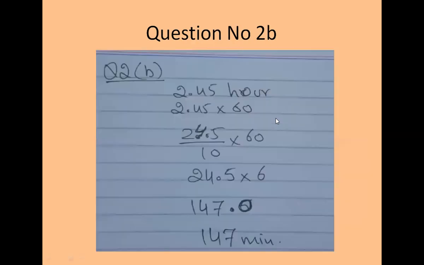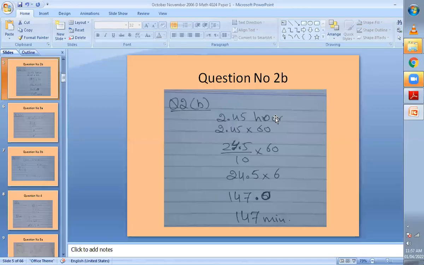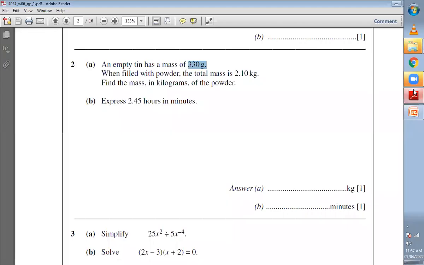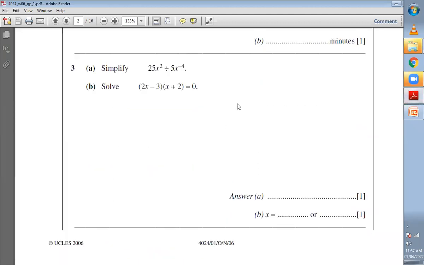Question number 2, B part, he says convert 2.45 hours into minutes. In 1 hour, there are 60 minutes. So for 2.45 hours, I will multiply by 60 and it will be converted into minutes. So 24.5 divided by 10 and multiply 60, the 10 and 60 will be cancelled. So 24.5 multiply 6 will give you 147.0, which means 147 minutes. So this is question number 2, B part. Hopefully you understand. Okay, let's move to the next question.